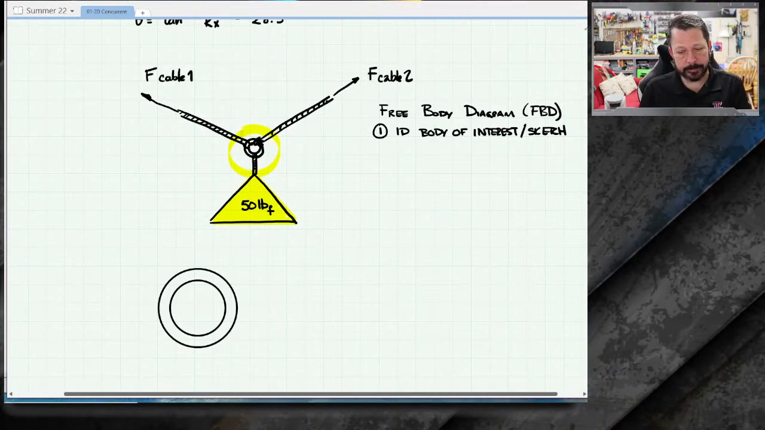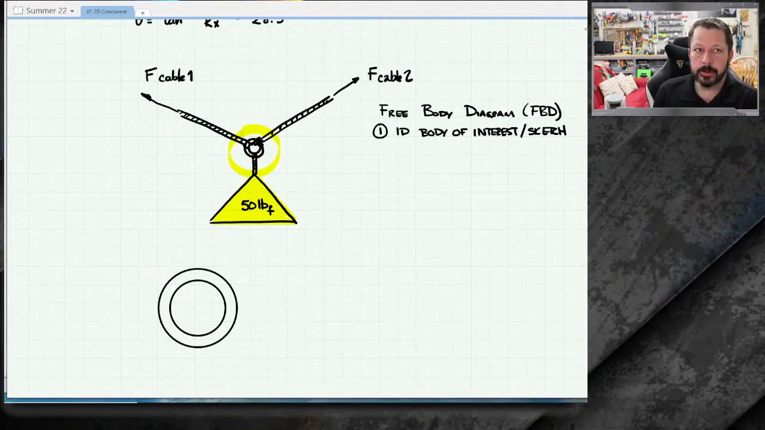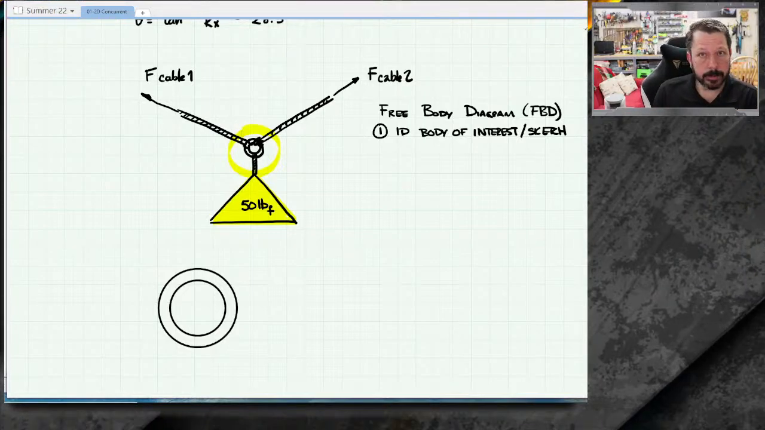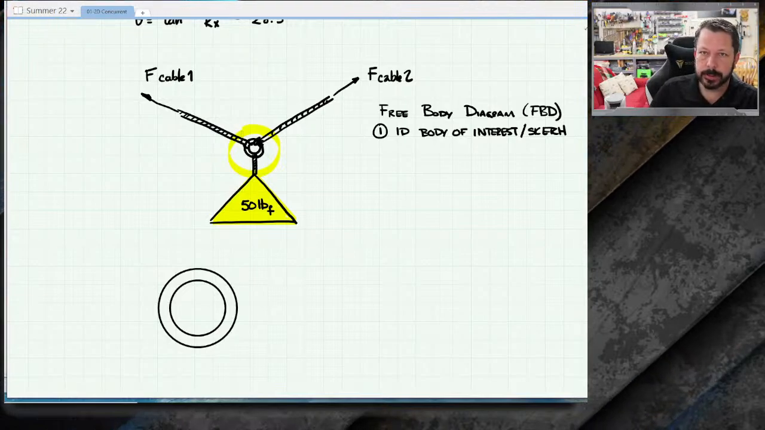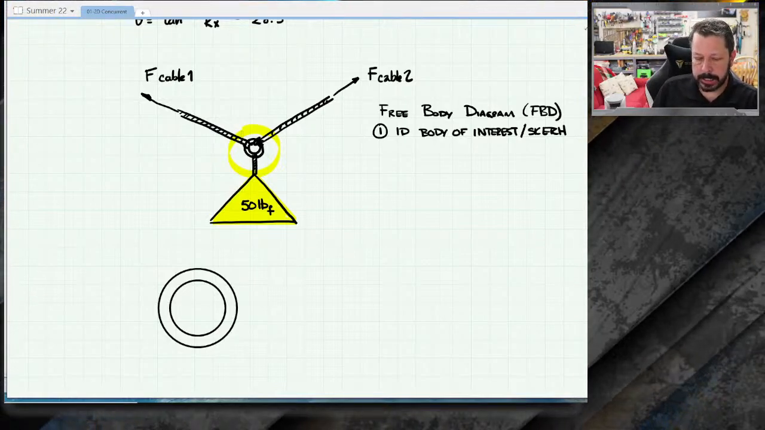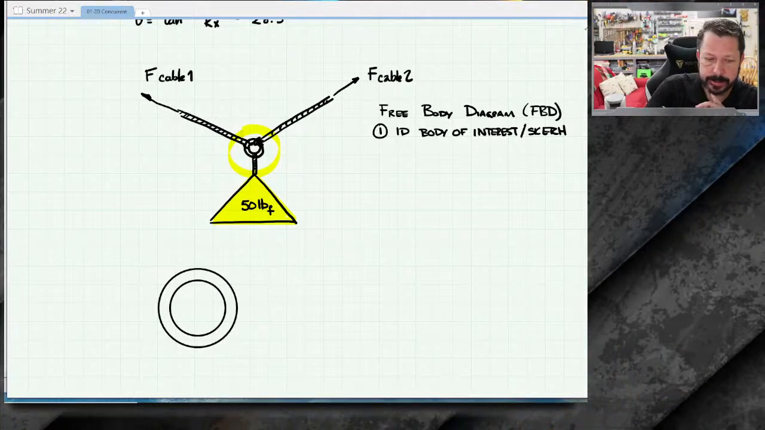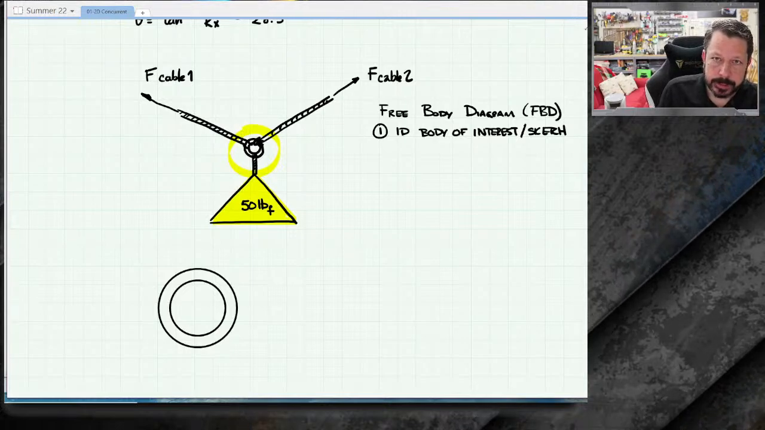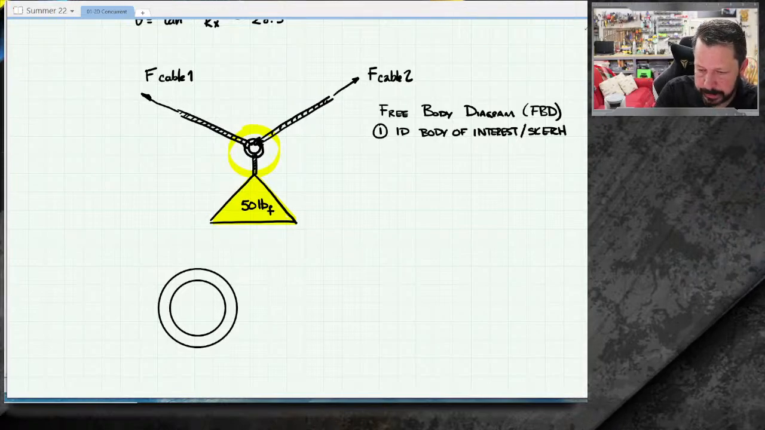So we've identified it and sketched it. Now, there's not a wrong way to identify the body of interest. There are better and worse ones, ones that take longer to solve the problem, ones that are faster. But as long as you follow those steps, you won't have a wrong one. You'll get better at identifying what the body of interest needs to be as you do it more. So we've done that. We've done step 1.